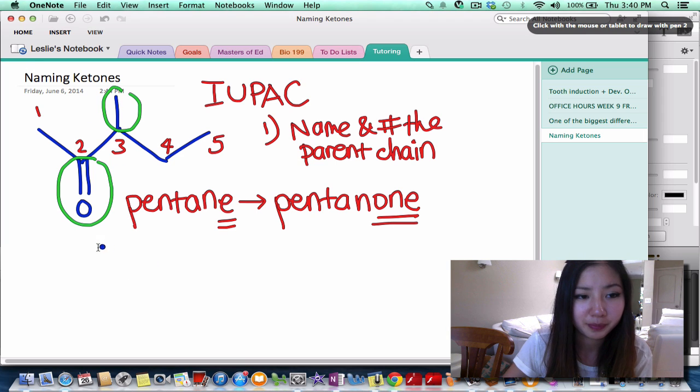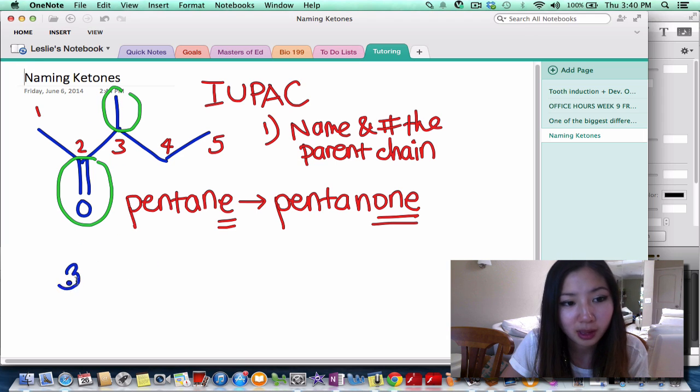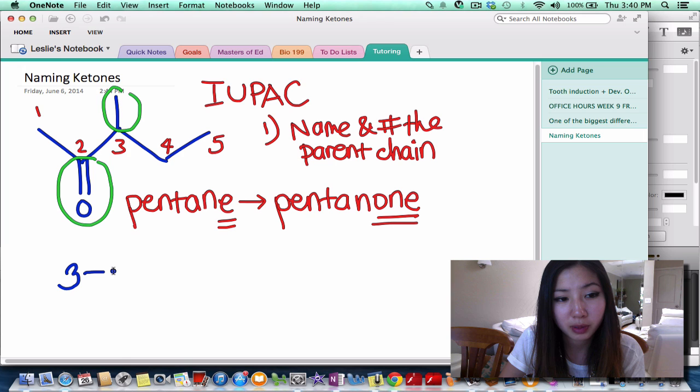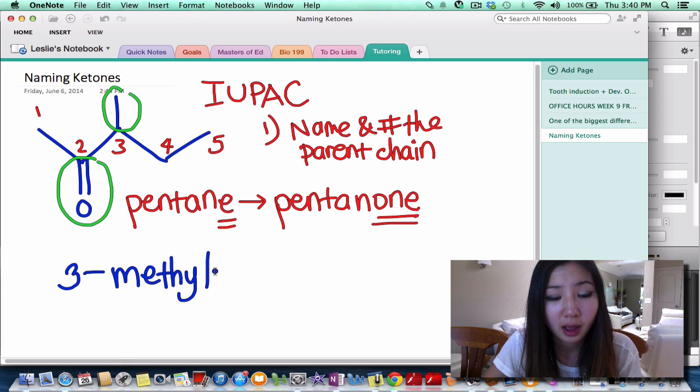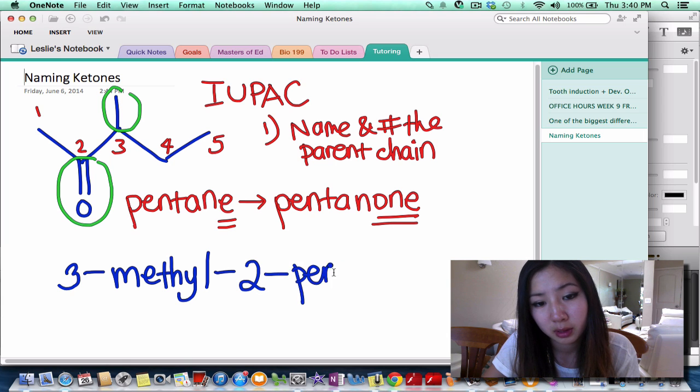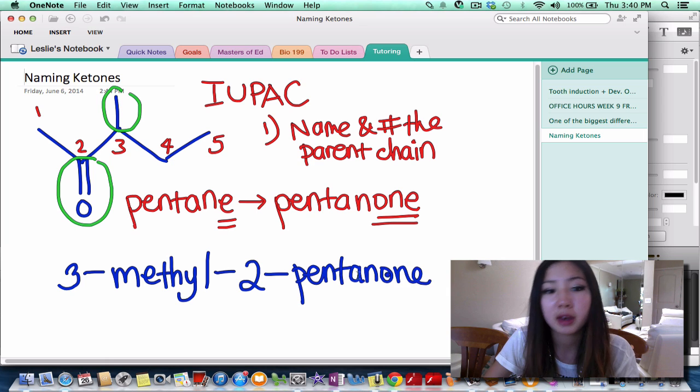So if we're naming this, we're going to say 3, and we always separate a number in a word by a dash. So we're going to put 3-methyl, and then now we can talk about where the carbonyl group is, dash 2 dash pentanone. We cannot put 2 dash pentanone dash 3 dash methyl because we always want to end in this. And so this number, identifying where that carbonyl group is, always going to come right at the end before the pentanone. So that's how you would name this for a chain.